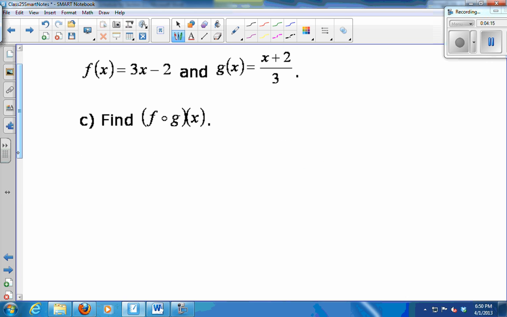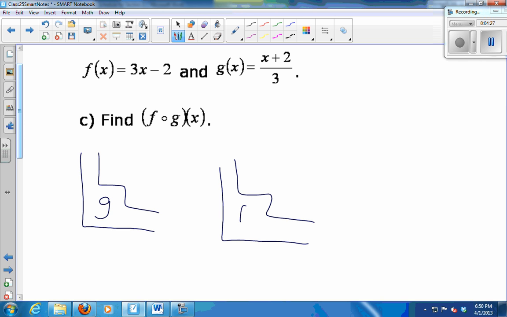If I do f composed with g, do the function machine in the opposite order. So this time g comes first. If I put an x into the g machine, what do I get out? x plus 2 over 3. Then I'm going to take that and put it into f. So I'll do that over on the side here.